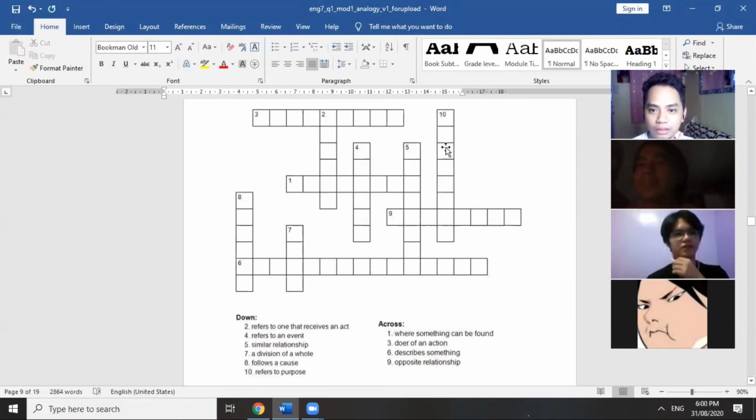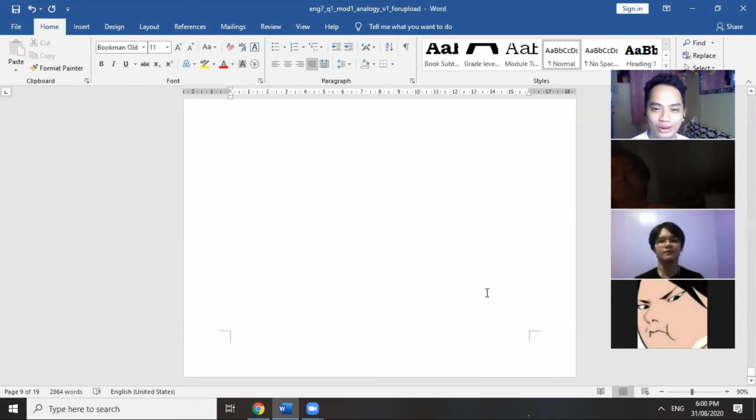10 refers to a purpose. Objective. It's not enough. Objective. What is 9 across? Opposite relationship. Contrast. This is T. This can be T. So 10 down refers to a purpose. We can look at the answers. Okay. Let's see the answer.